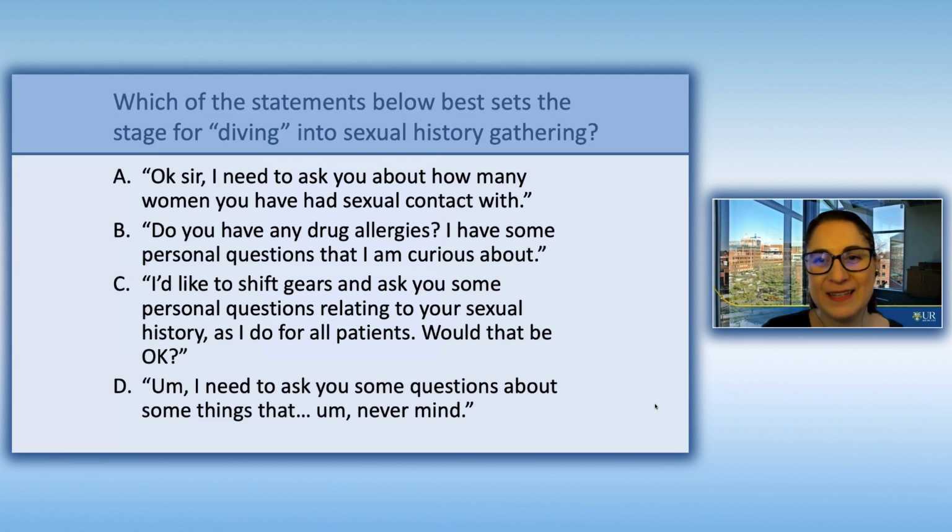All right. So the vast majority of you, 87%, chose C. I'd like to ask you some personal questions related to your sexual history. And so if we go through the answers on the slide, we can see that really choice A is making an assumption, right? You're assuming that because this person is a male, that they're having sex with women. Choice B really is not a smooth transition. And the worst thing you maybe could do is have a patient think that you're asking these personal questions because you're curious. I would avoid using the word curious altogether.